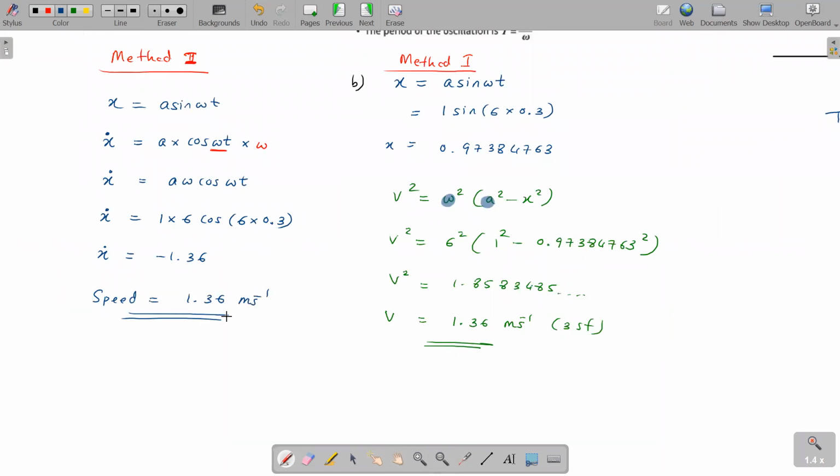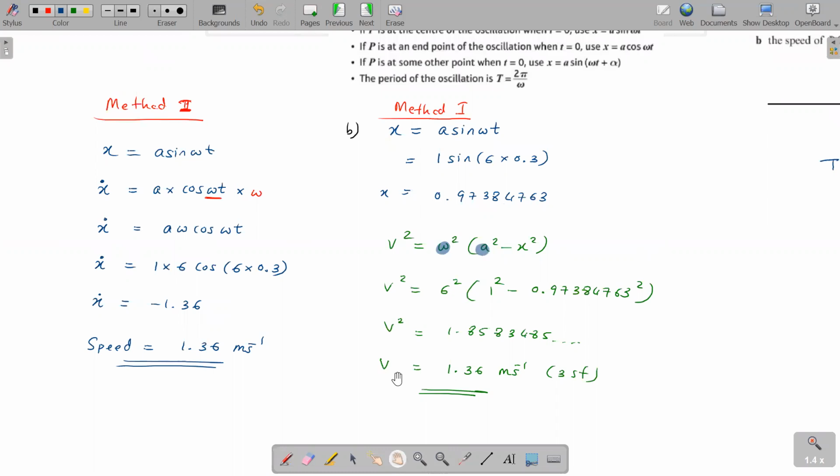So you can see I can get the same answer in both methods. You can use either of these two methods to get the answer. Actually, method 2 is more preferable because you can get the answer directly with the correct sign. Since we are interested in the speed, we just needed the magnitude of this.